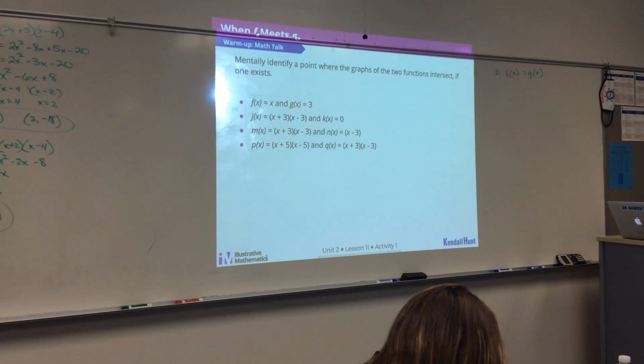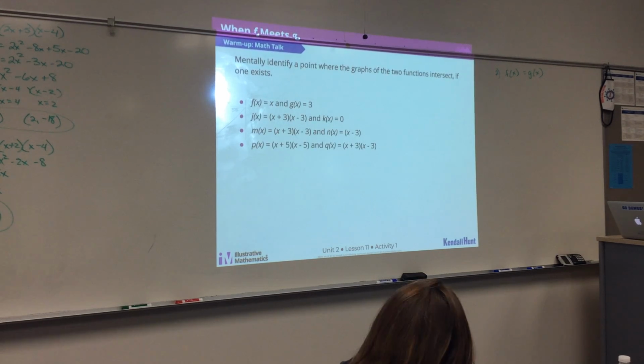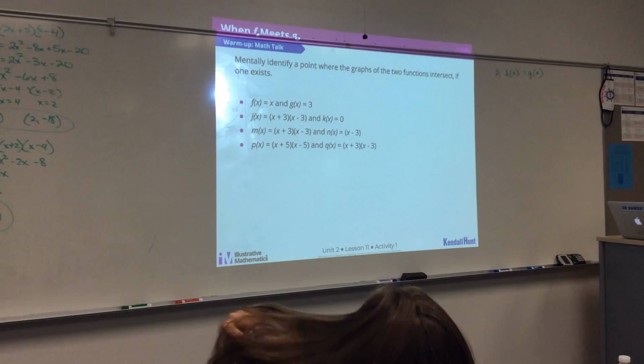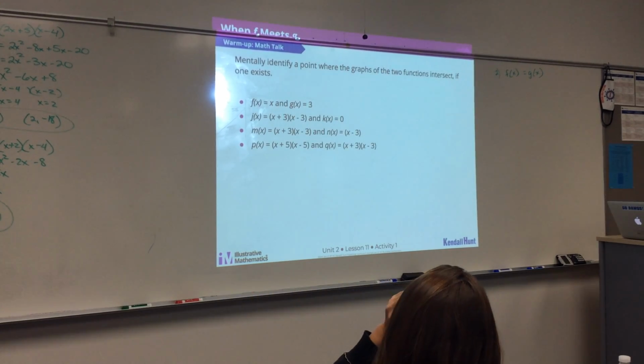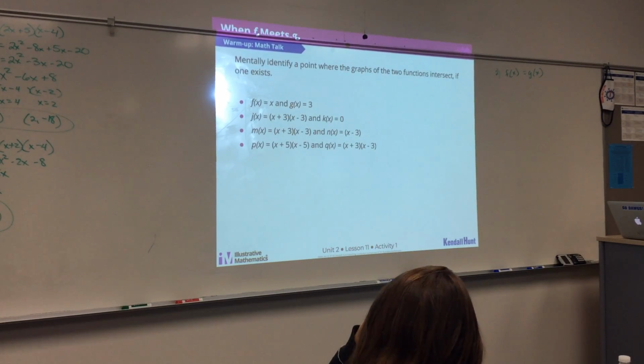And last one to do mentally, where do those graphs intersect? Or do they? Correct. They do not intersect. There is no way those graphs will ever intersect.